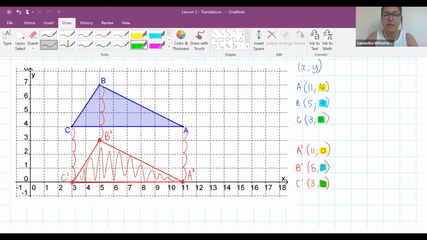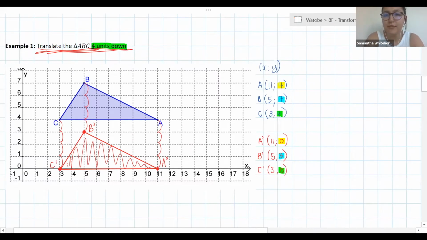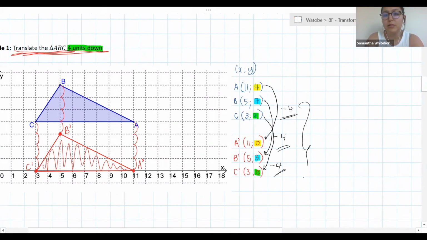Okay, so I'm going to say that again because I know that was a lot of words without me writing anything down. So I'm just going to make that a little bit smaller so that we can write this in. If I compare coordinate A with A dash, I have subtracted 4 to get from 4 to 0. So 4 minus 4 gives me 0. If I compare the B y values, I've gone 7 minus 4 to get to 3. If I compare the C values, I've gone 4 minus 4 to get to 0. So every single time I'm subtracting 4. But this all makes sense because I'm moving 4 units down.